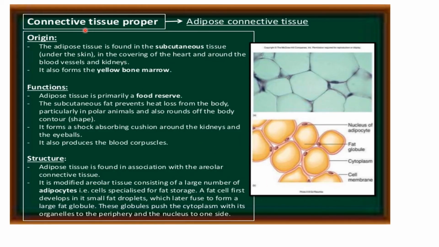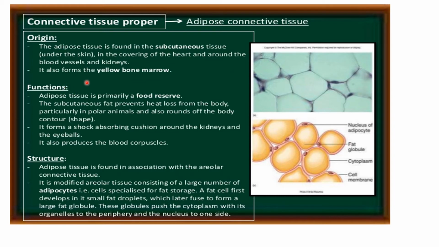So now let's see the second type of loose connective tissue, which is adipose connective tissue. Adipose means fats. They are present in the subcutaneous tissue under the skin, in the covering of the heart, and also around the blood vessels and kidney. It also forms the yellow bone marrow. So now let's see what the functions are.